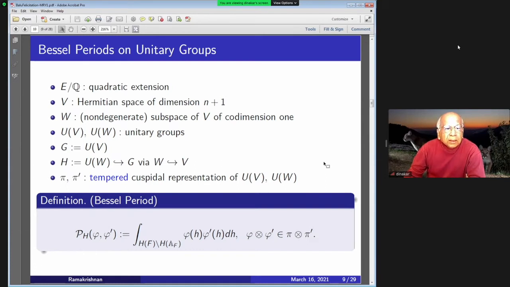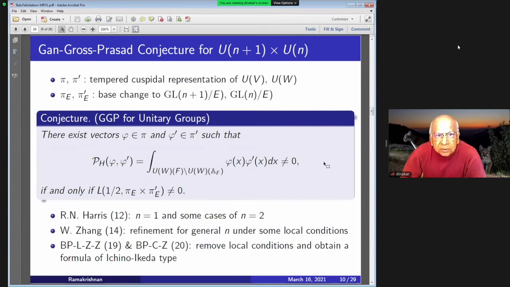Now, I also want to talk a little bit about the Gan-Gross-Prasad conjecture. By the way, after this, I'll pause for a moment to see if people have any questions before I start with the results. So now you have tempered, meaning Ramanujan holds, cusp forms on UV and UW that we just talked about.